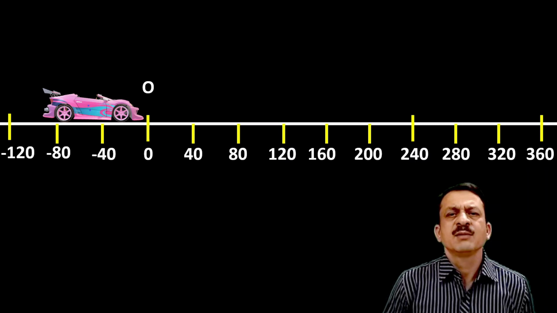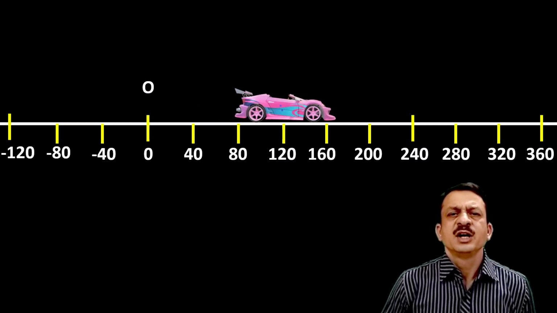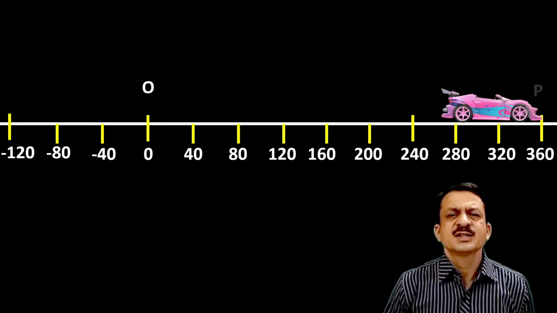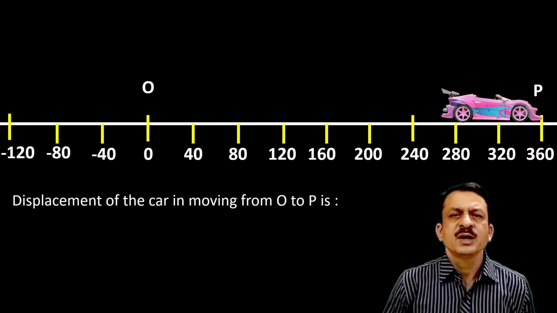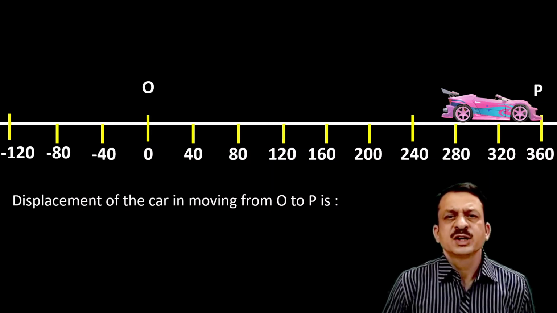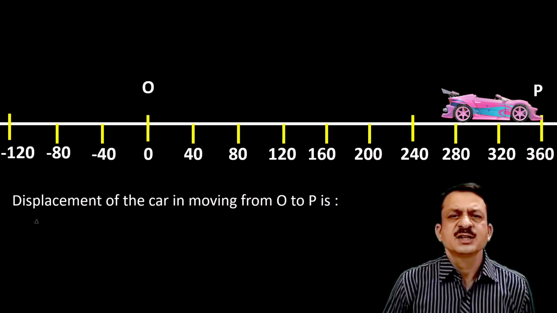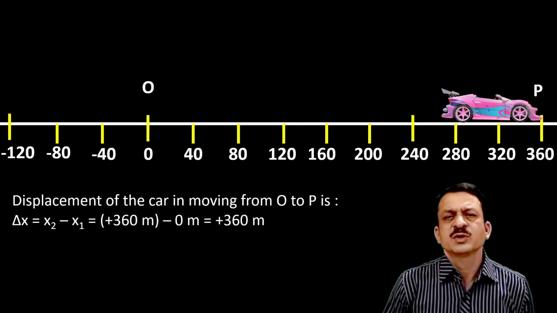Now look at the diagram. The car starts moving and reaches the new point P at 360 meter. Now we will work out what is the displacement and what is the path length. Obviously, that is the displacement of the car in moving from O to P. That is delta x equals x2 minus x1. x2 is 360 meter, x1 is 0 meter. Therefore x2 minus x1 is 360 meter.